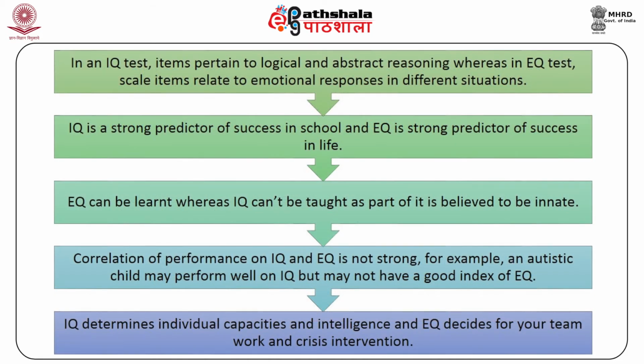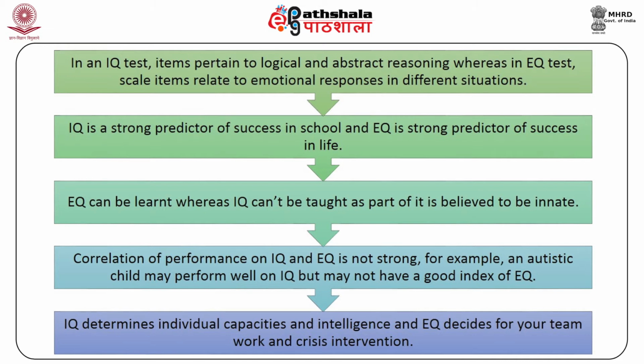In an IQ test, items pertain to logical and abstract reasoning, whereas in EQ tests, scale items relate to emotional responses in different situations. IQ is a strong predictor of success in school, and EQ is a strong predictor of success in life. EQ can be learnt, whereas IQ can't be taught, as a part of it is believed to be innate. Correlation of performance on IQ and EQ is not strong. For example, an autistic child may perform well on IQ but may not have a good index of EQ.